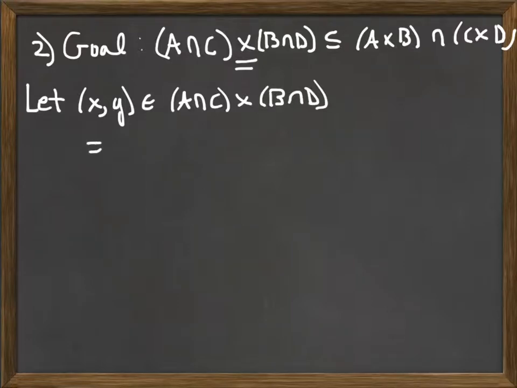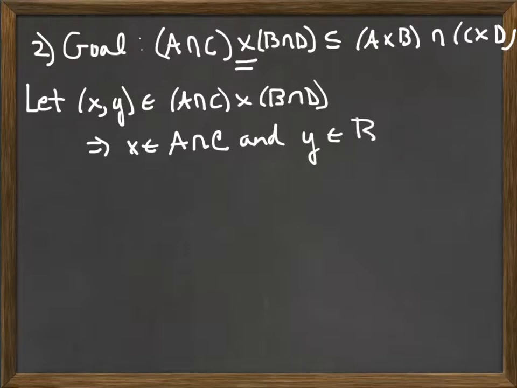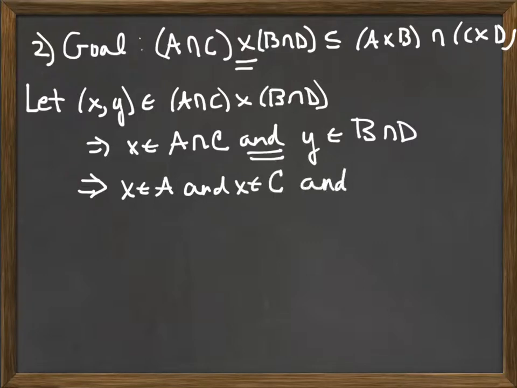Well, what does that mean? That means x is in A intersect C and y is in B intersect D. So this should start feeling familiar to you because we're really unraveling what we just did on the other board. Alright, x in A intersect C means x is in A and x is in C. And y in B intersect D means y is in B and y is in D. So now let's rewrite things in the order that we want.